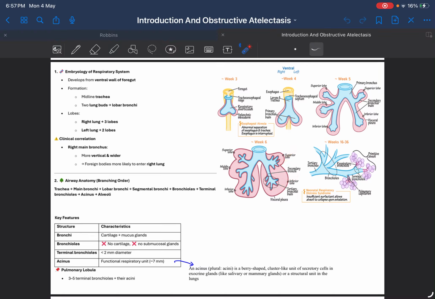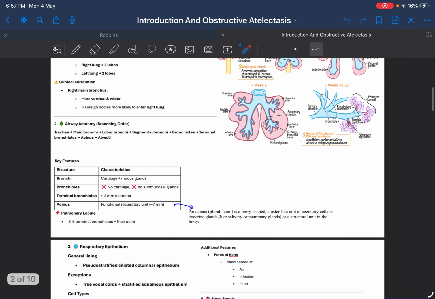The clinical correlation that is mentioned is, if any foreign body enters the lung through your trachea, it would more likely enter the right main bronchus because it is wider and more vertical. Now let's talk about the branching order of the airway. So we have the trachea, main bronchi, lobar bronchi, segmental bronchi, bronchioles, terminal bronchioles, acinus, and then finally the alveoli.